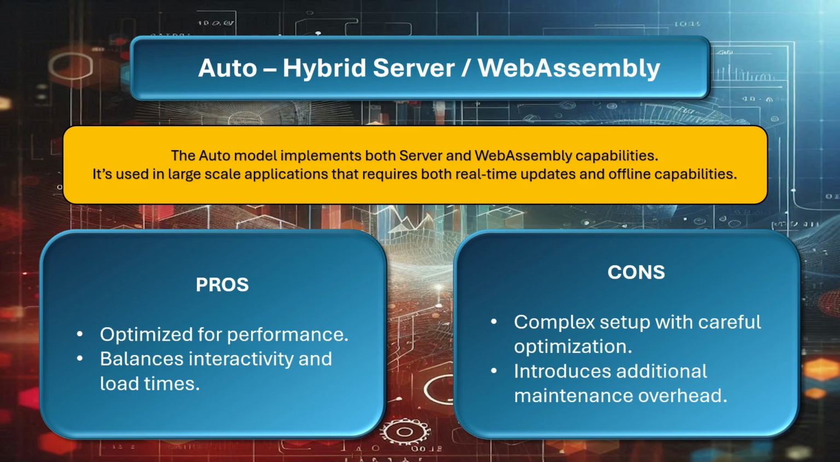The auto-hosting model is a hybrid between the server and WebAssembly models. It implements both server and WebAssembly technologies, but what is different is that Blazor, in the background, will choose which model gives the best performance at a given time. Generally, the auto model is used in large-scale applications that require both real-time updates and offline capabilities.